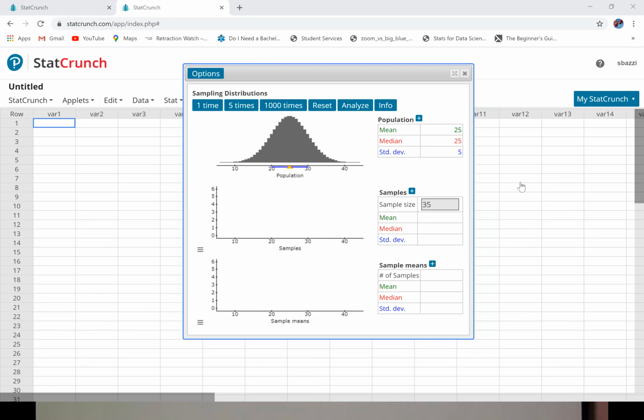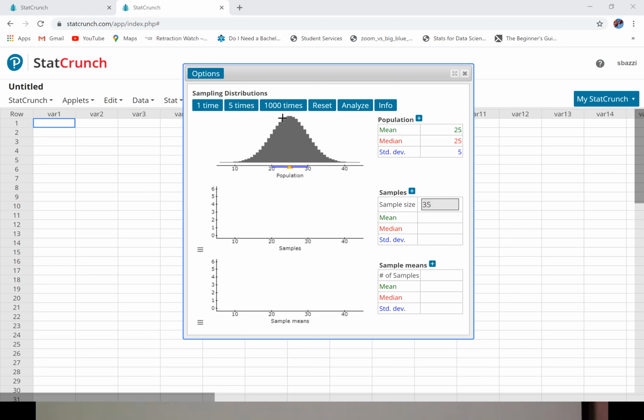Okay, so the last section is the central limit theorem. We started this applet last time, and we did make some observations, and we're just going to repeat this applet and see if we can make the same observations again. So I'm going to pick now a sample size of 35.